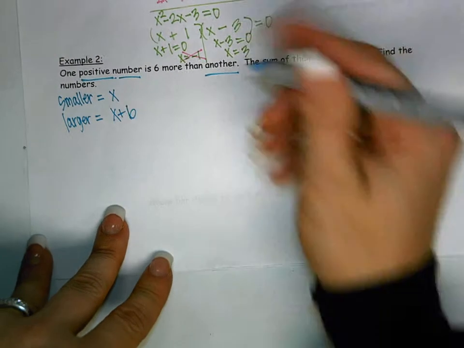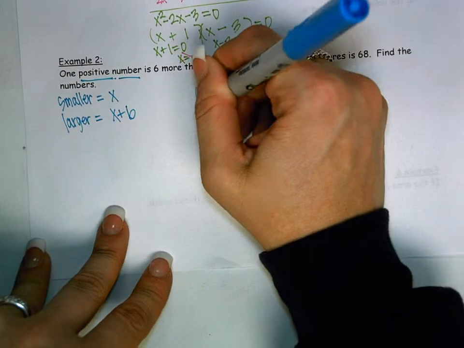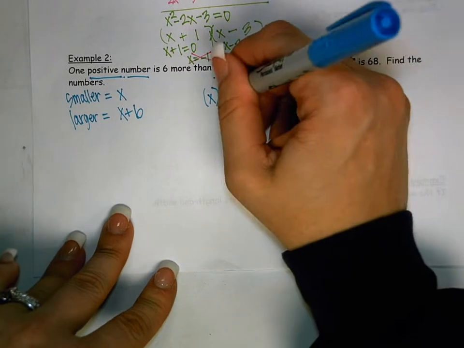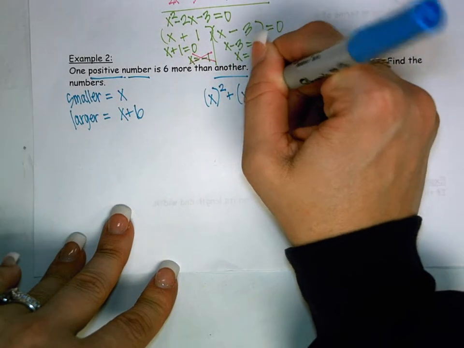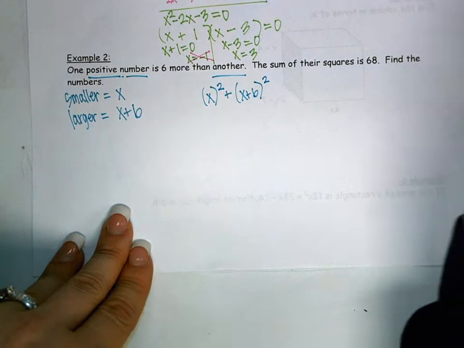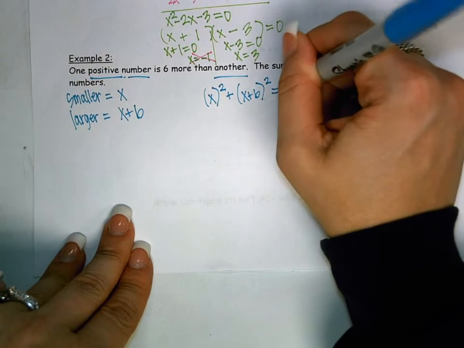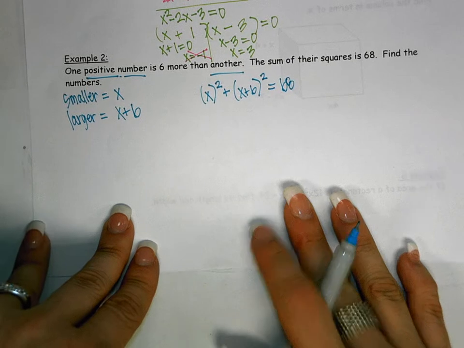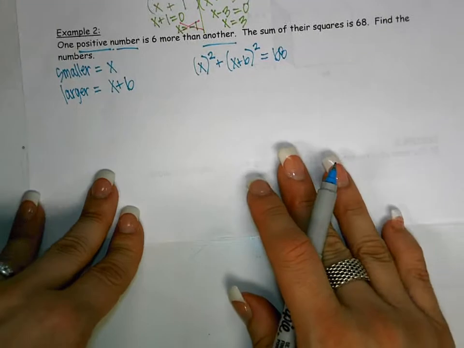So how do I write that? Their squares, what does it mean to sum things together? Plus the other one squared. So one squared plus the other one squared equals 68. I'm going to find the numbers. So how am I going to solve this? What would I have to do?